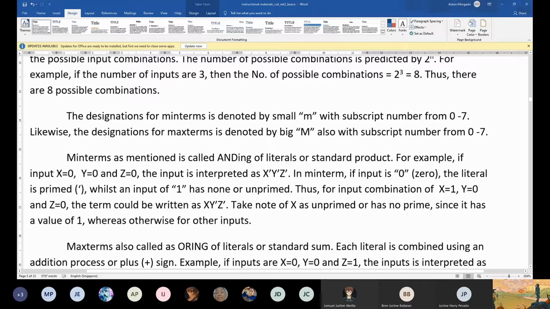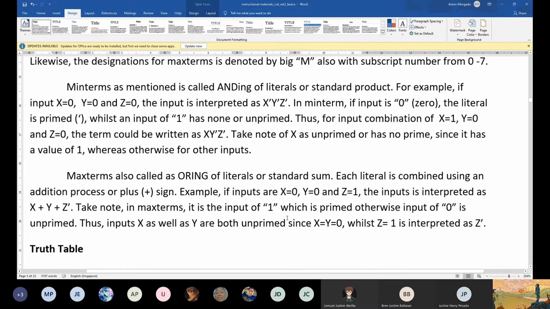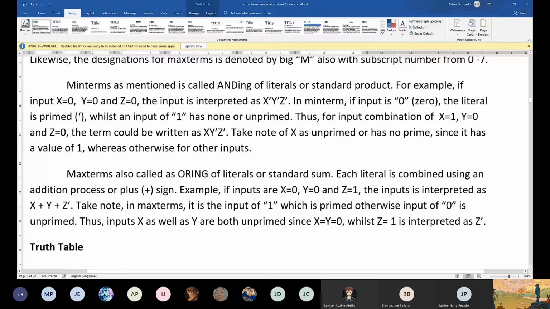For minterms, if x is 0, y 0, z 0, we shall have x prime, y prime, z prime. So if it is prime, it is 0, and for 1, unprime. Whereas for max terms, for 0 it is unprime, whereas 1 is prime. So it's the opposite. The operator for minterms is ANDing or multiplication, whereas for max terms we have ORing or addition.